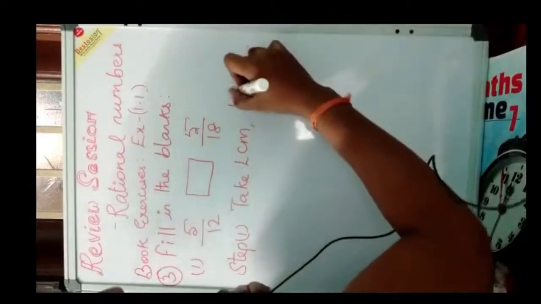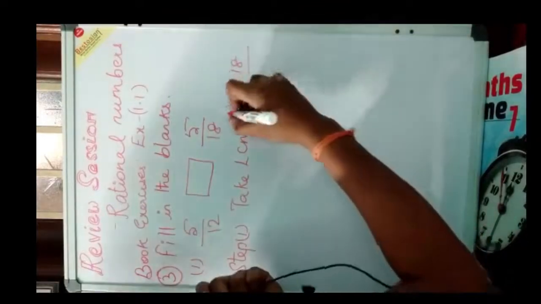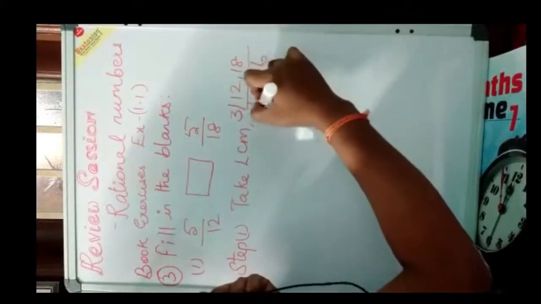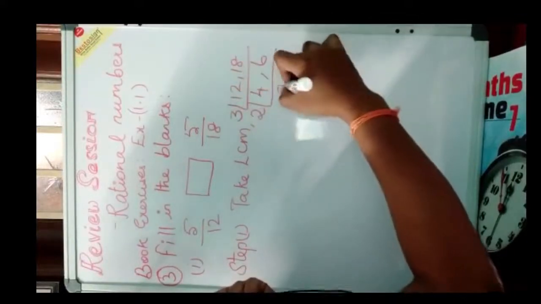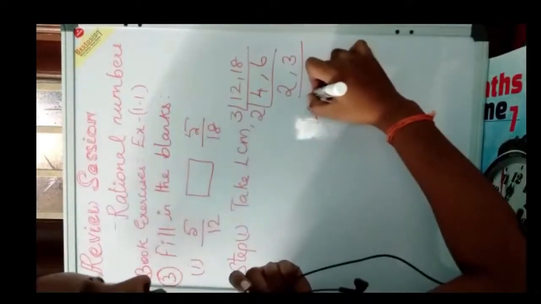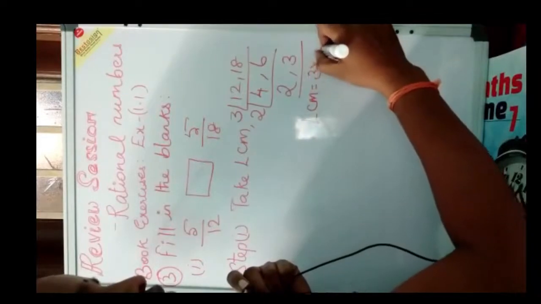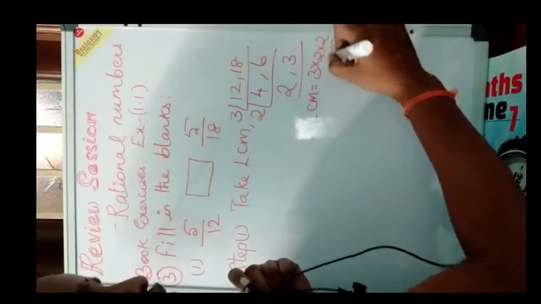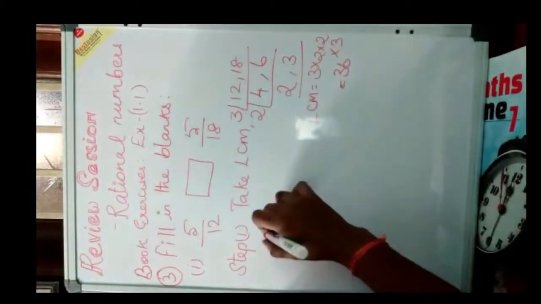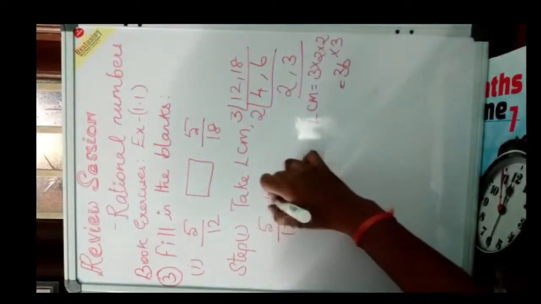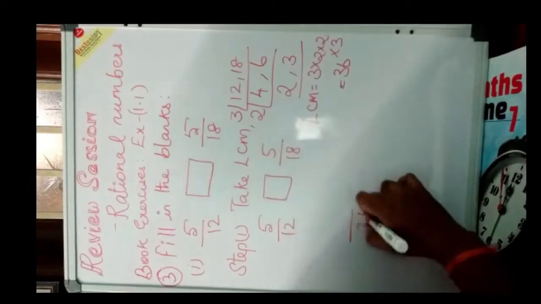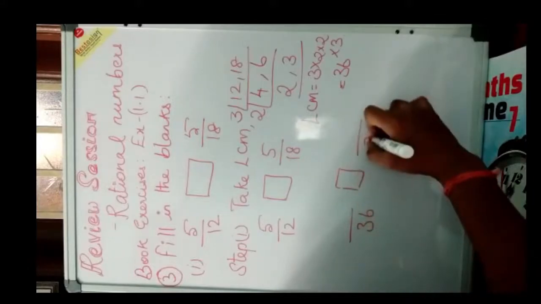If you take LCM for 12 and 18, both will go in 3 tables. So 4 3s are 12, 6 3s are 18, again 2 times 2 is 3. So now the LCM is, if you multiply 3 into 2 into 2 into 3, you will get 36, 9 4s are 36. So now we need to convert this 5 by 12 and 5 by 18 with the denominator of 36. So how will you convert?